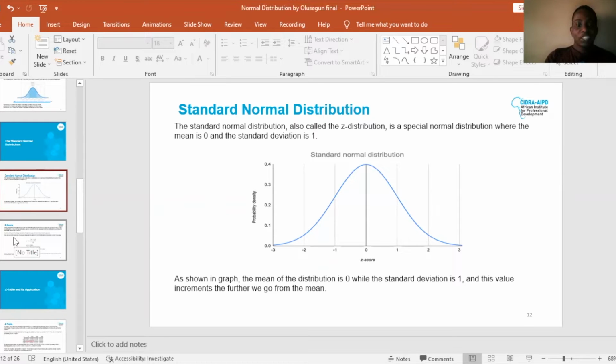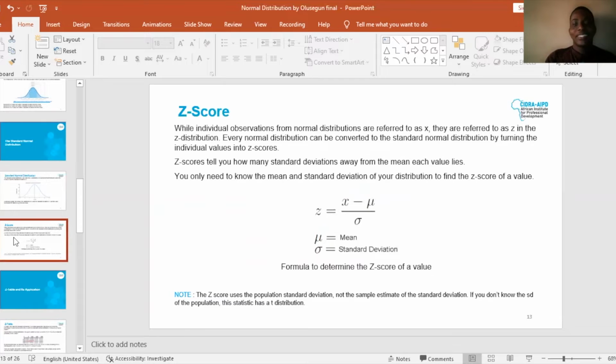And that knowledge introduces us to what we call the Z-score. While individual observations in a normal distribution are referred to as X, they are referred to as Z-scores in the Z distribution. Every normal distribution can be converted to the standard normal distribution by turning the individual values into Z-scores. Z-scores tell you how many standard deviations away from the mean each value lies.